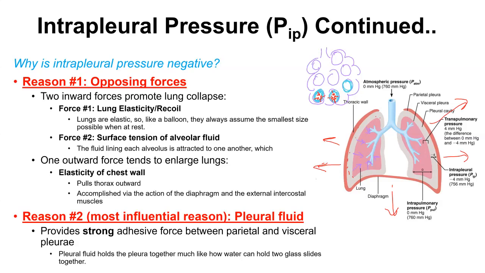Because the parietal layer of the lungs is directly adhered to the thoracic wall, this tends to pull the lungs outward as well. So you have these opposing forces, and these opposing forces tend to create a negative pressure space here.